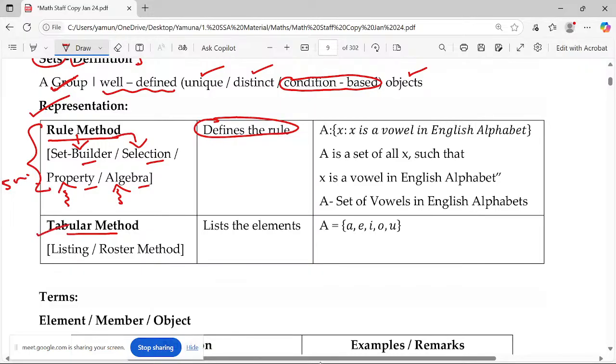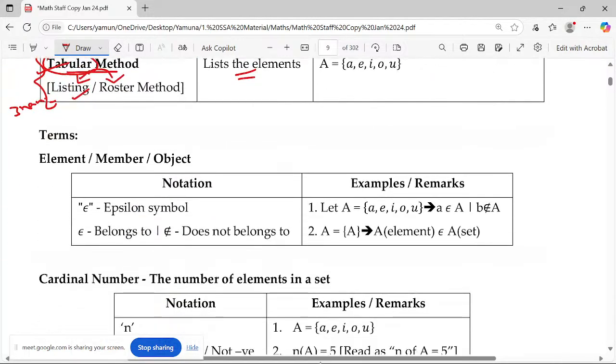Whereas if we go for the tabular method, you can call this the listing method, and this was found by Mr. Roster, so it's also called the Roster method. The tabular method is nothing but listing every element. What are the elements present in the vowels of the English alphabet? A, E, I, O, U. You just list it. It's actually listing the elements or objects, that's why you call this the listing method, tabular method, or Roster method. So how many names do we have? Three names for this. For the examples, I'm not going line by line, you can go through them. We'll go for the different terms.